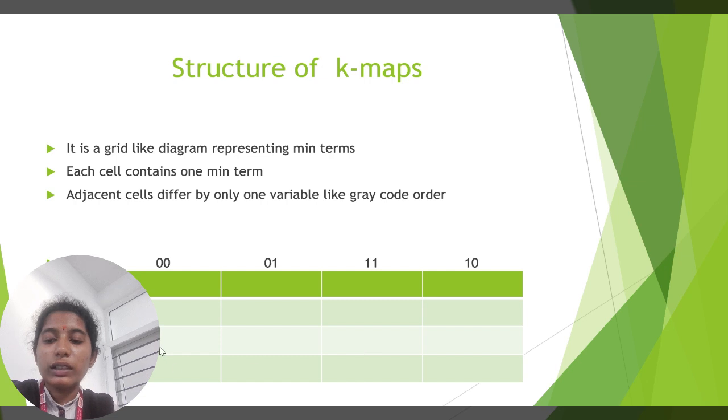1100 represents the 12th cell. 1101 represents the 13th cell. 1111 represents the 15th cell. 1110 represents the 14th cell. 1000 represents the 8th cell. 1001 represents the ninth cell. 1011 represents the 11th cell. 1010 represents the 10th cell.